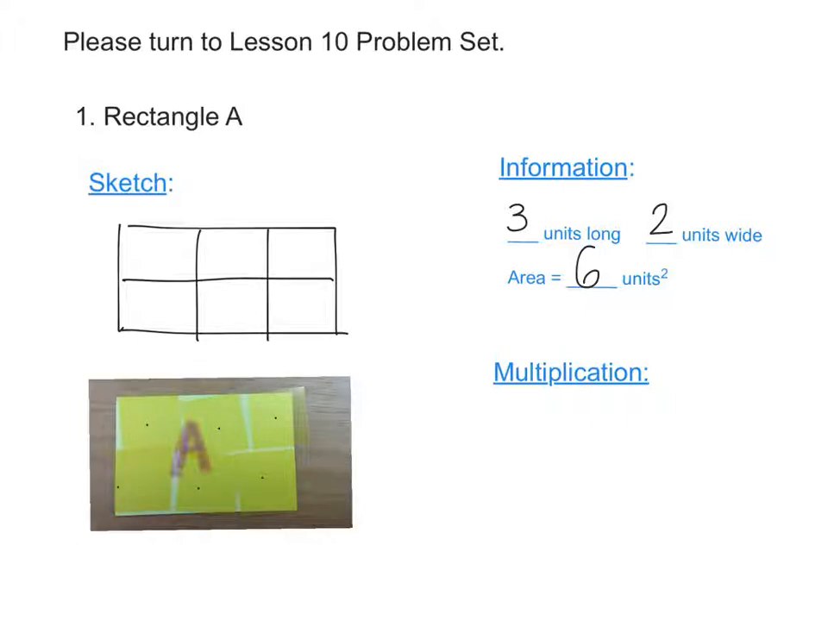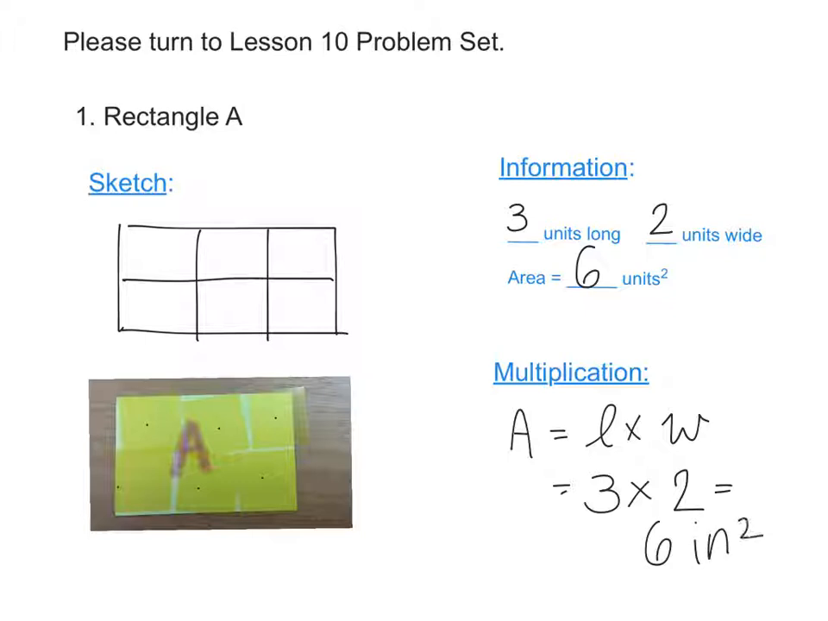Now, if you read the directions carefully, it tells you to use multiplication to confirm. So go ahead and write it underneath or next to your sketch. We know that to find the area, we do the length times the width. So what was the length here? How many inches? 3. What was the width? How many inches? 2. So then the area is 6 square inches.